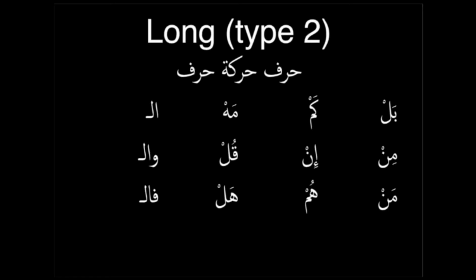These are all examples of type 2 long syllables: harf and a haraka and another harf. Bel, min, men, kem, in, hum, meh, which is a word you find sometimes in classical Arabic poetry meaning gently, or the imperative verb qul. And then you have obviously the question word hal. So these are all examples of harf plus haraka plus another harf.